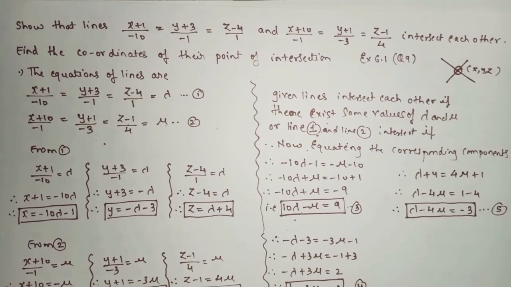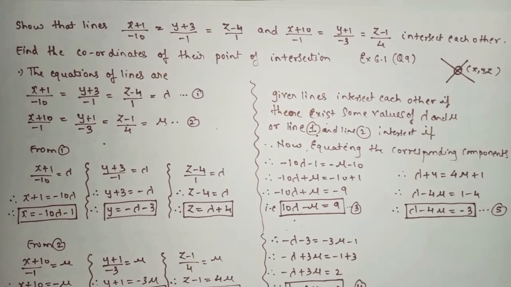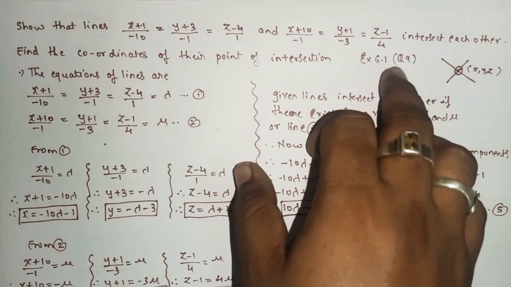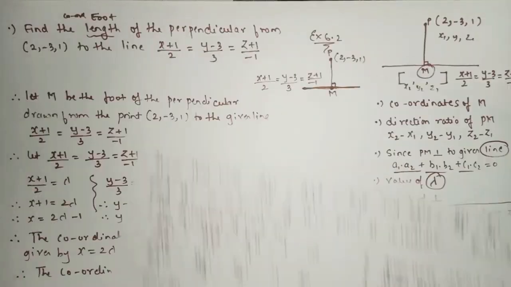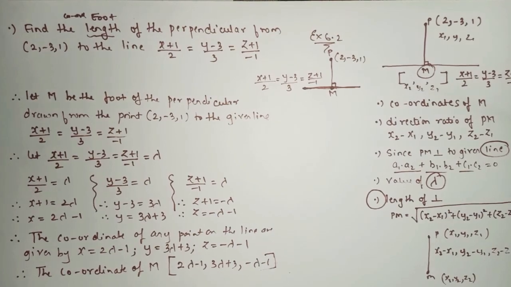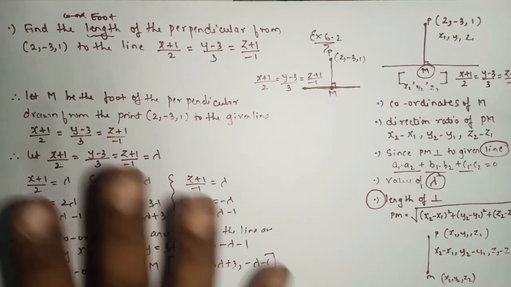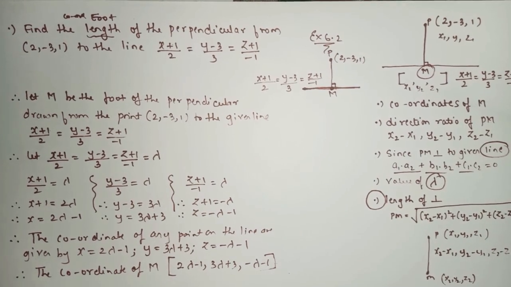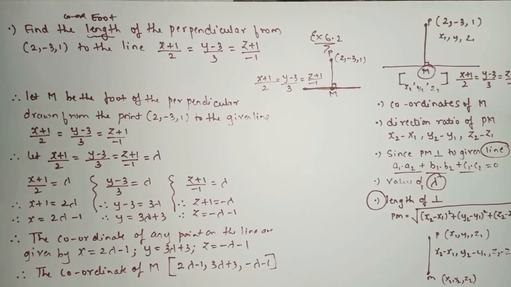Okay, so that's the end of exercise number 6.1 and 6.2, we can say. So we had been left with only 2 sums from the exercise. That was question number 9 from exercise number 6.1 and the 3-4 sums from exercise number 6.2. So after this sum, I can say that is the end of exercise number 6.2, and that is the end of the concept based on line.